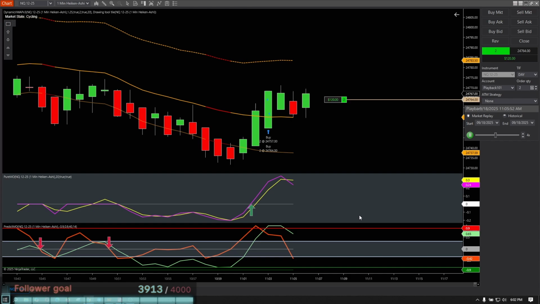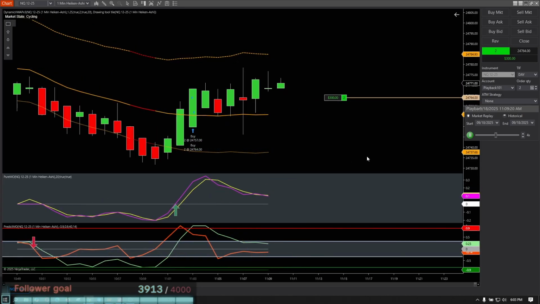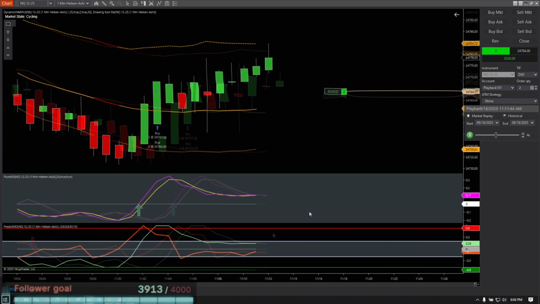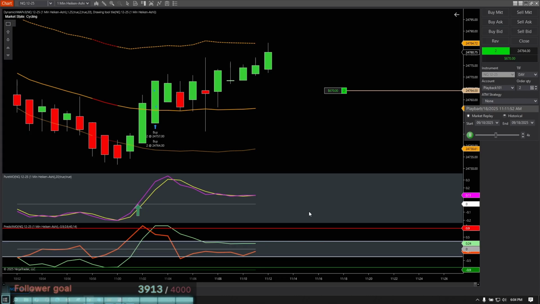There are different ways of using PureMO, guys. I'll show you a different way of how to use it in just a moment after I'm done with this little demo. So we're just letting this bad boy run, guys. And there is no trade right here with PredictMO on this anywhere. It's just going and going and going.